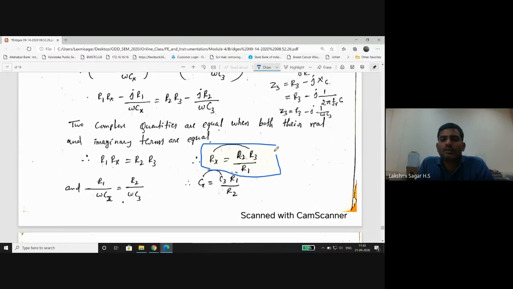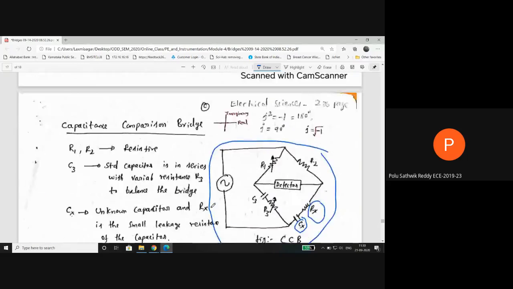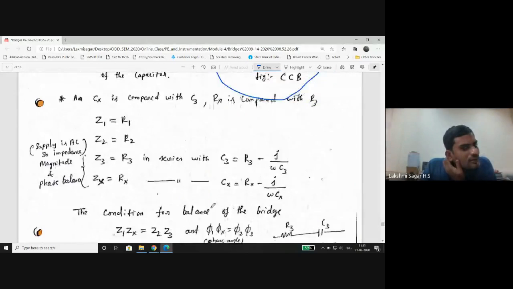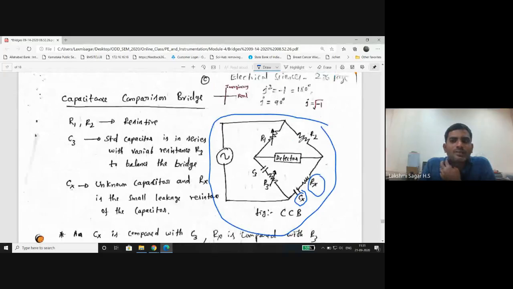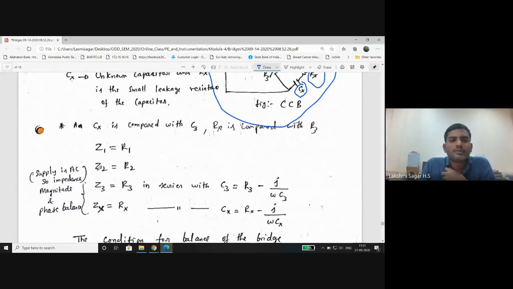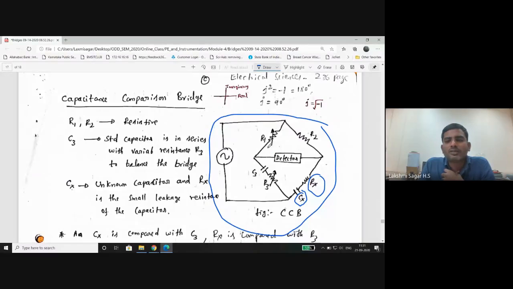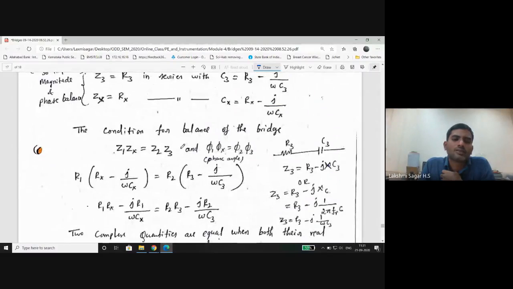See, all of you got these two equations? Yes, sir. See here, it is very simple. Here Z1 and Z2 have pure resistance, so Z1 is equal to R1, Z2 is equal to R2. So what is the balance equation? Z1 Zx is equal to Z2 Z3. So I have written the condition for balance of the bridge.